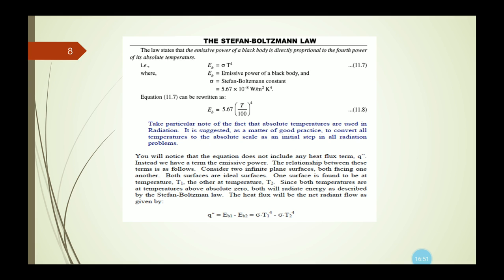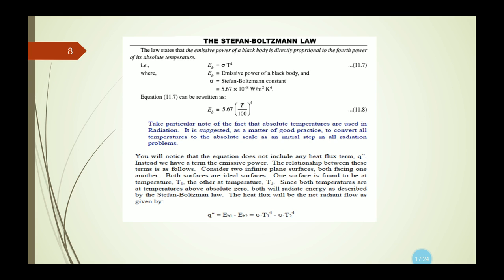Now this is the Stefan Boltzmann law, the most important law related to this radiation. The statement of this law is that the emissive power of a black body is directly proportional to the fourth power of its absolute temperature. The emissive power of a black body, that is capital E suffix small b, equals sigma T to the power 4, where Eb is the emissive power of the black body, sigma is the Stefan Boltzmann constant, and T is the absolute temperature.